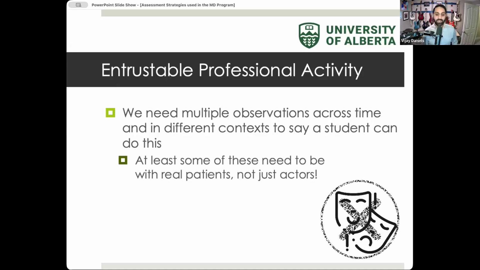And here's the big thing. The University of Alberta were pioneers in launching OSCEs in the late 90s, early 2000s. However, it felt like we were focused so much on OSCEs that we weren't doing enough in real life. And that was the whole point of this shift back to workplace-based assessment.